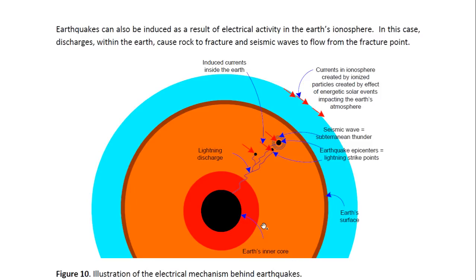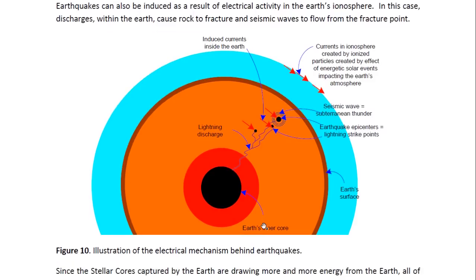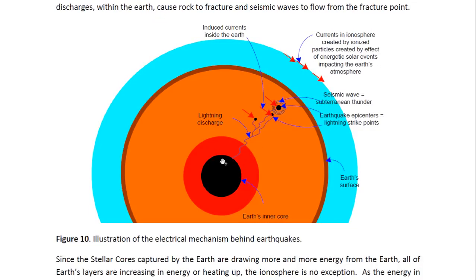Now, earthquakes can also be induced as a result of electrical activity in the Earth's ionosphere. In this case, discharges within the Earth cause rock to fracture and seismic waves to flow from the fracture point. And here's an illustration of that. This is actually a discharge, or underground lightning, which occurs and may lead to the fracturing of the Earth at a certain point, and thus the creation of seismic waves or earthquakes emanating from that point.